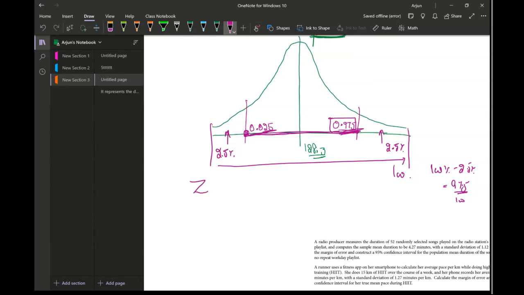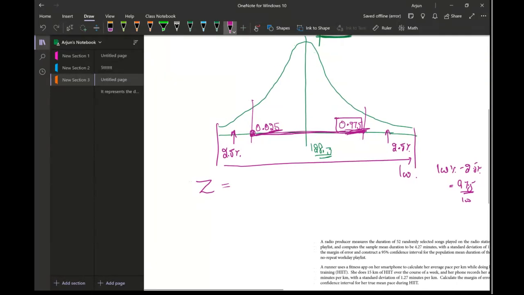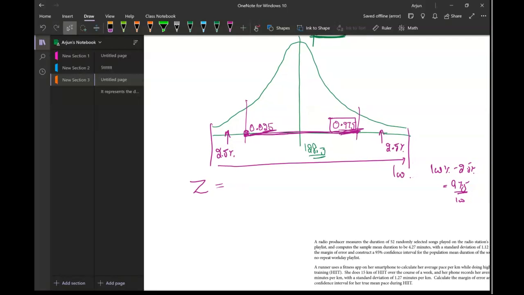So I need to pause this video here, because I forgot to put my z table in front of me, so I'll pause the video for a couple of minutes and I'll see you on the other side.